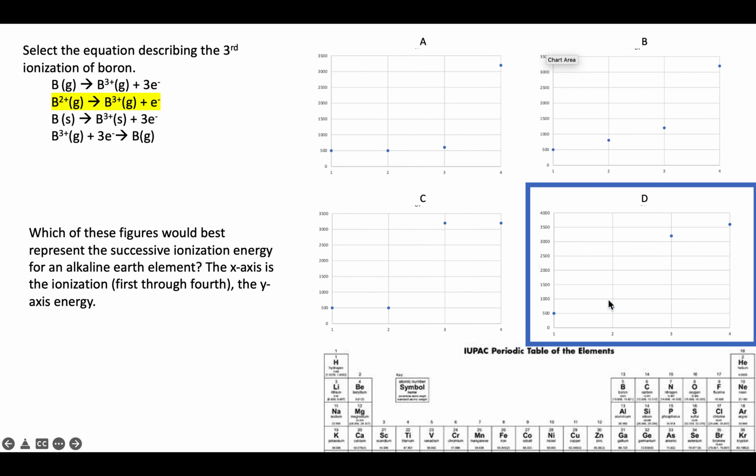I could remove one, the second one's higher, the third's much higher. C is pretty close, but it has the first and the second on exactly the same energy level, same amount of energy, and I want to see that little increase instead.